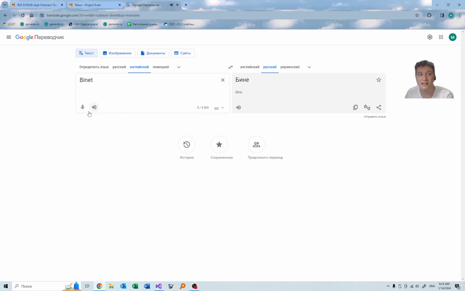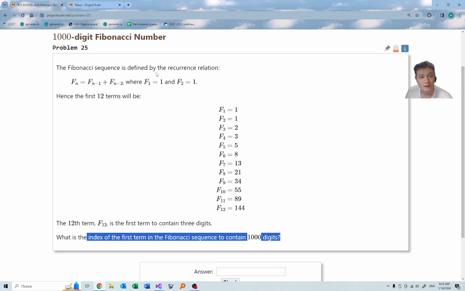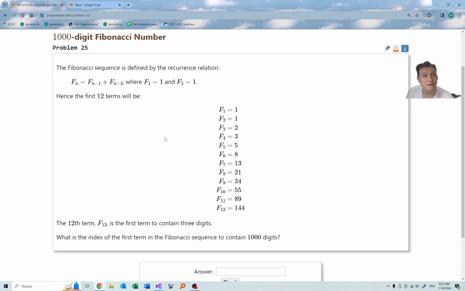Binet. Binet, I don't know. I'm not sure. It says Binet. In Russian we say formula Binet.